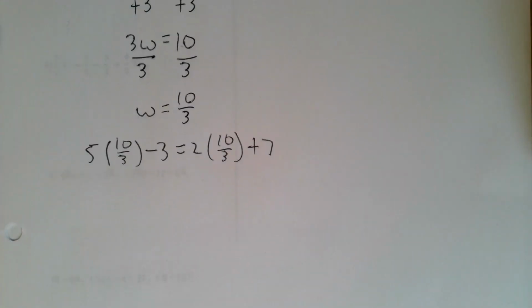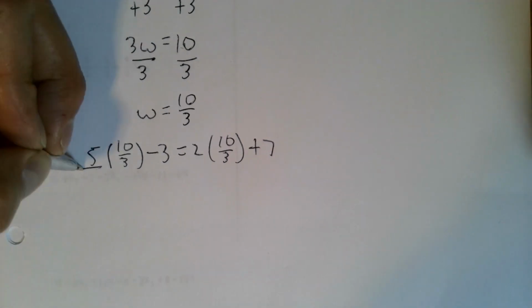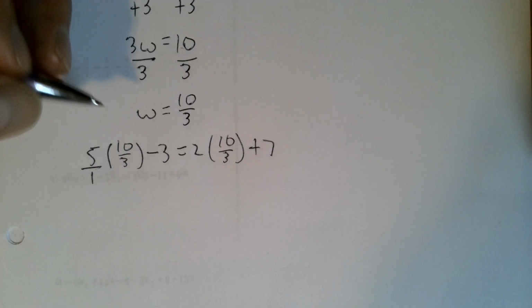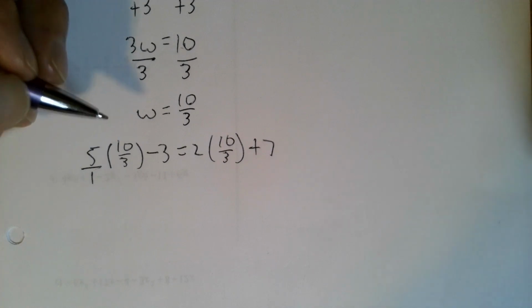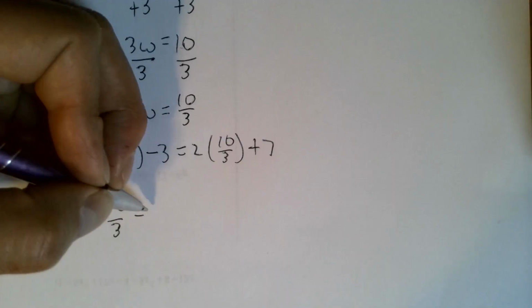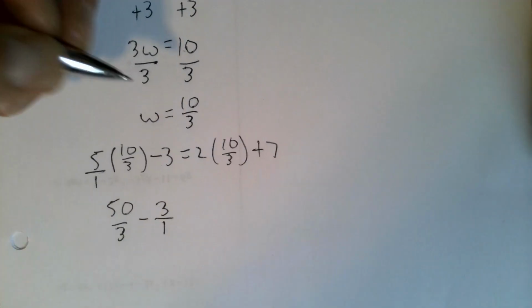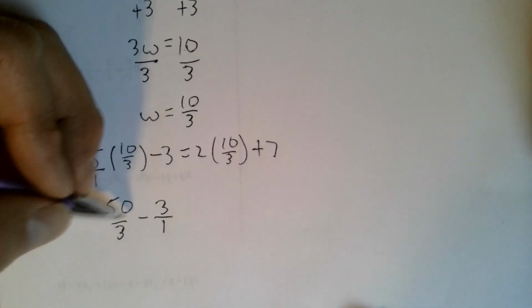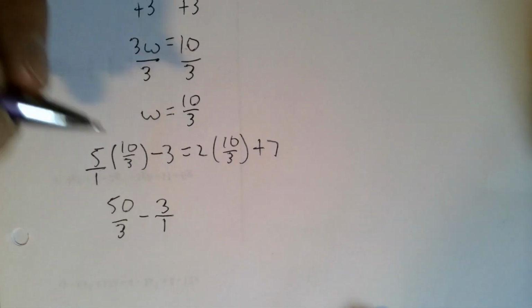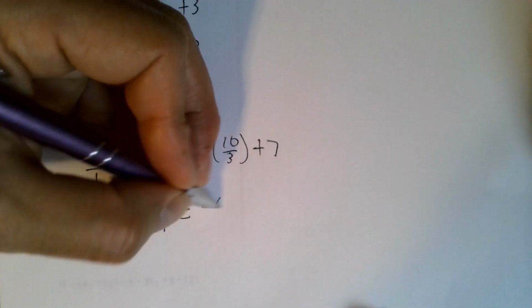Okay, multiplying fractions is pretty easy. We can think about this 5 as 5 over 1, and we're just going to go top times top, bottom times bottom. So we're going to end up with 50 over 3. That's still just a minus 3. And actually, let's write the minus 3 as minus 3 over 1, just to kind of plan ahead for the fact that we're going to be subtracting these. Do the same thing on the other side. That's 2 over 1. So I end up with 20 over 3.